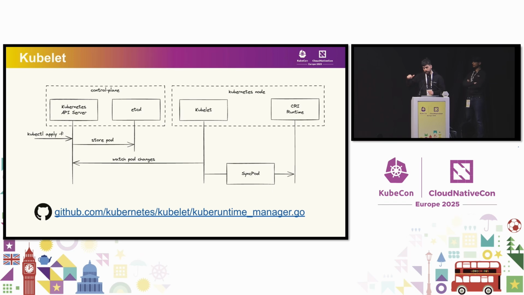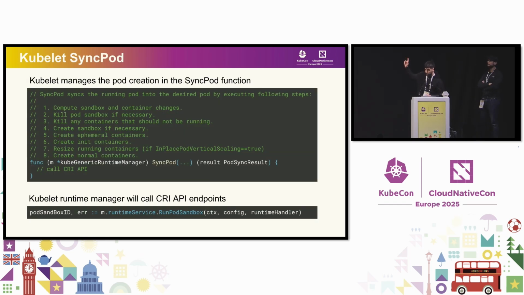Kubelet, on the other side, is installed on every node, and it's continuously watching pod changes in etcd. It's watching the API server, and when there is a new pod, it's going to call this sync pod function. You have the entire definition in this URL that you can check later. We have the slides in the sketch. So this sync pod, what it's going to do is Kubelet is going to request the CRI runtime to create the containers for us. So let's see, the sync pod implementation is something like this.